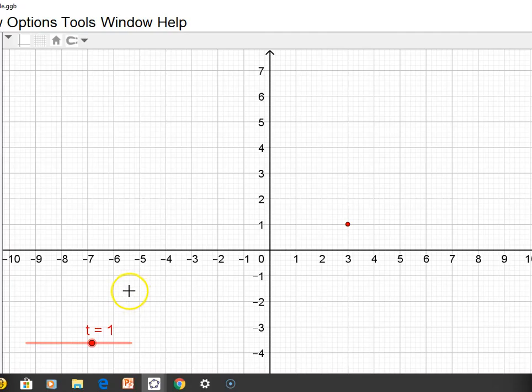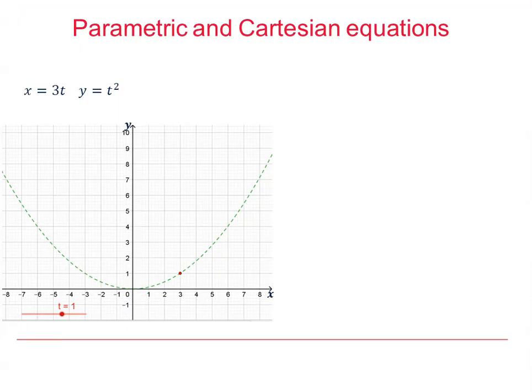So this is the same set of parametric equations, x is equal to 3t and y equal to t squared, and you can see at the moment we've got t is equal to 1, and that we have the point here at 3, 1. If I vary t, then we'll see what happens. There's t going back to 0 and we get to the origin. Negative 1 was the point we had there at negative 3, 1, and so on. So the point moves for different values of t along a curve. And here's the curve that the point follows. Looks very familiar, doesn't it? It looks like a parabola.